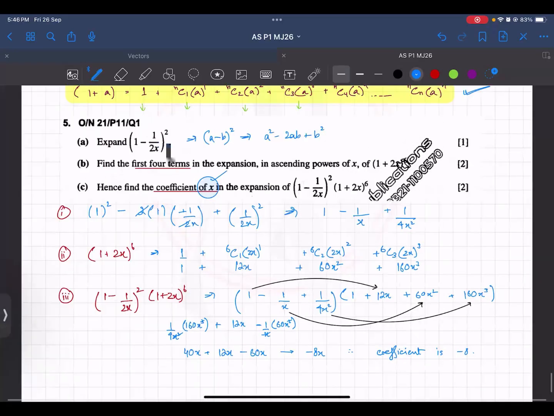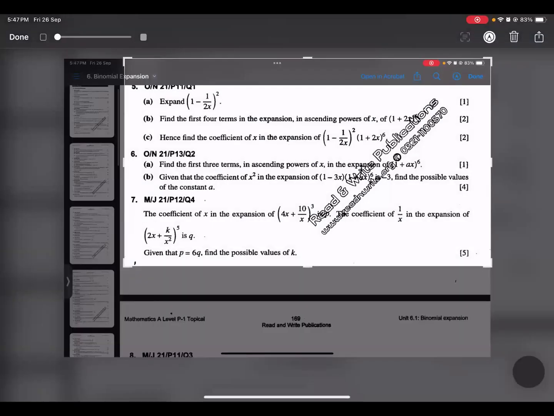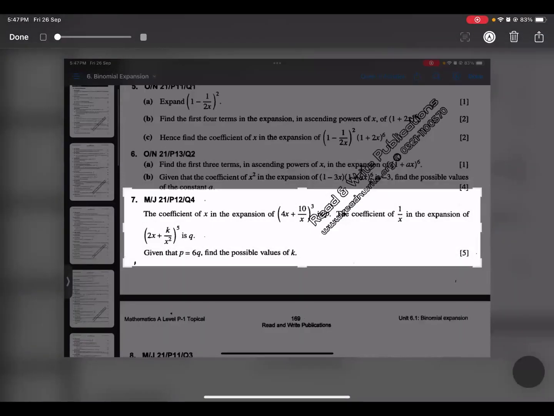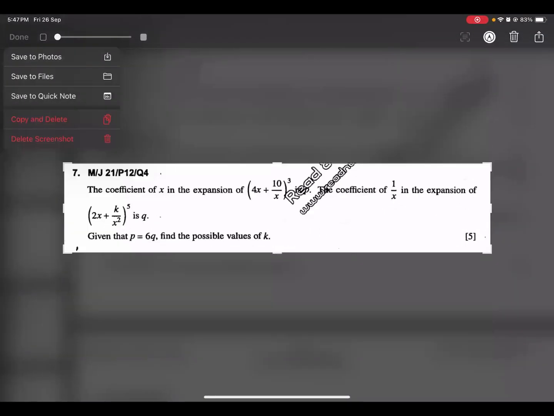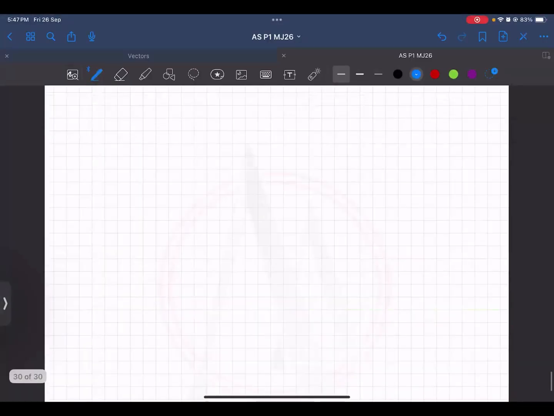Okay. Look at this one. Now this is maximum difficulty, I can say. One of the difficult questions. Not as easy as the previous one.